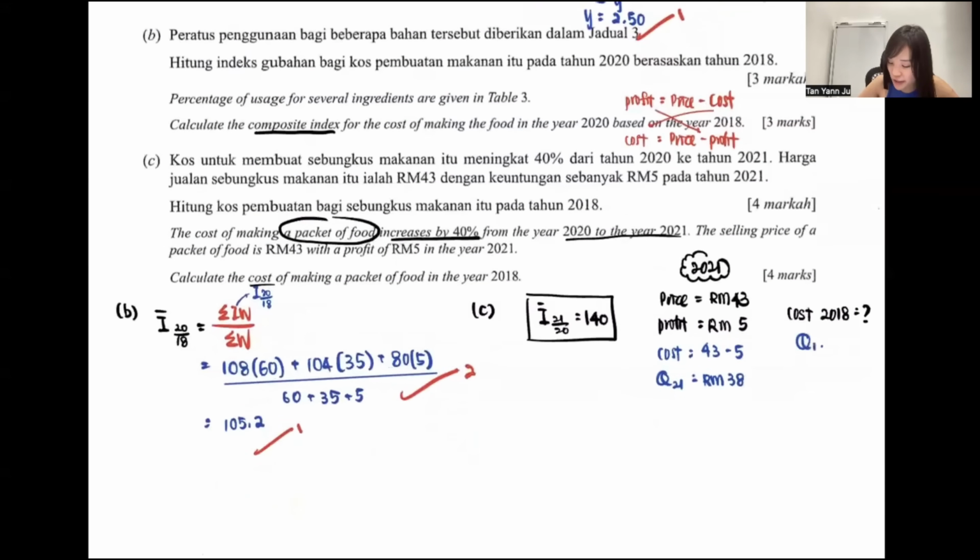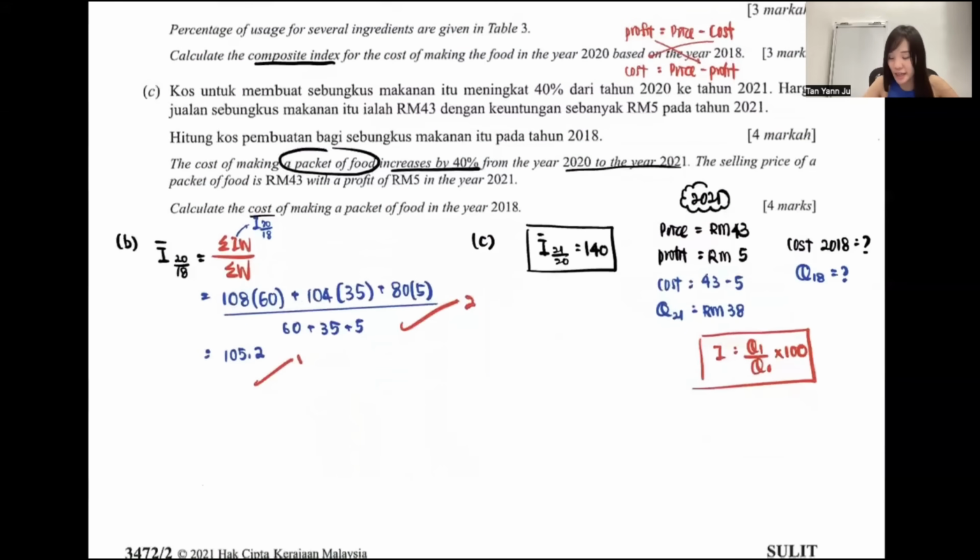And they want to find the cost for 2018. Isn't it to find Q18? So now definitely you guys will tell me, oh, teacher, can use the first formula. Yes, because this is the only formula that comes with a Q. So sub in. Remember, 21 put on top, 18 put at the bottom, times 100. Then the I on the left side, put 21 over 18. So what is my I 21 over 18? I don't have it. I only got 21 over 20.